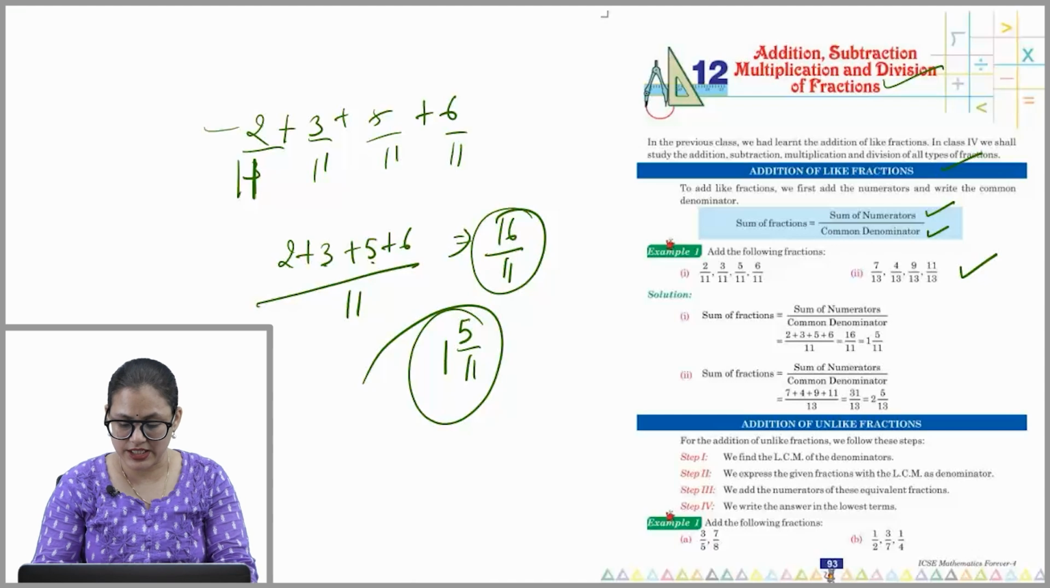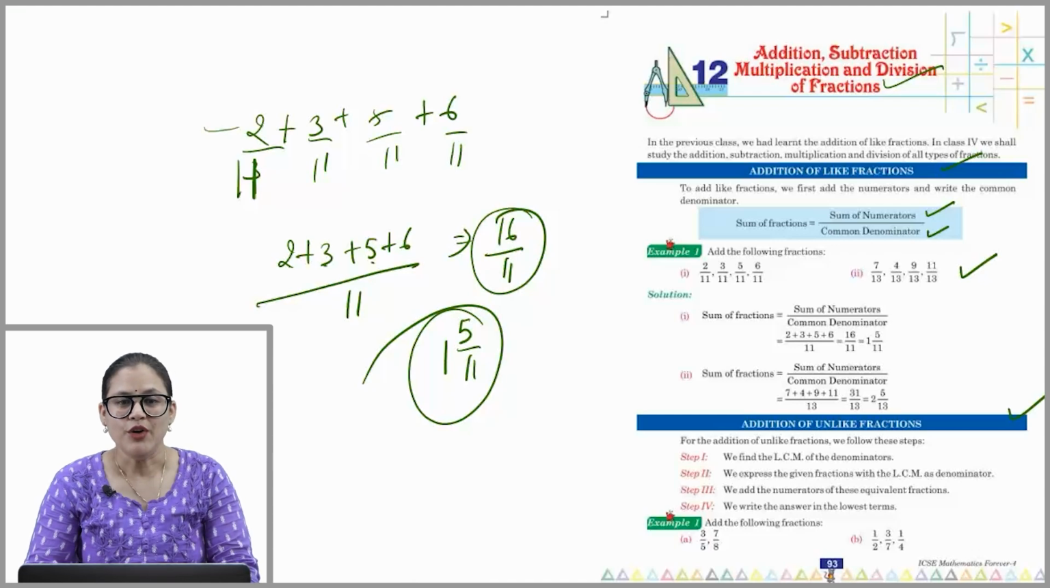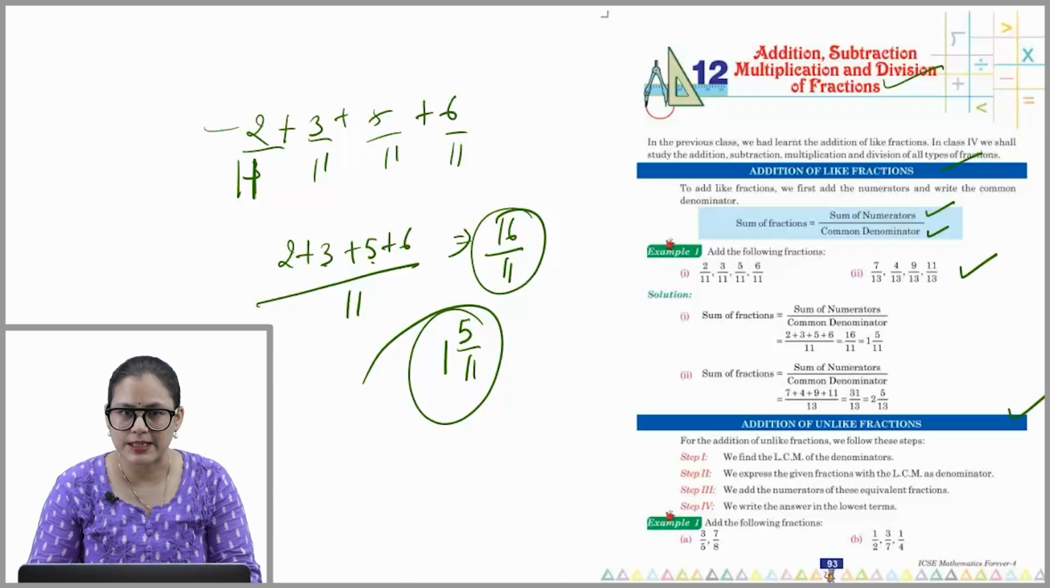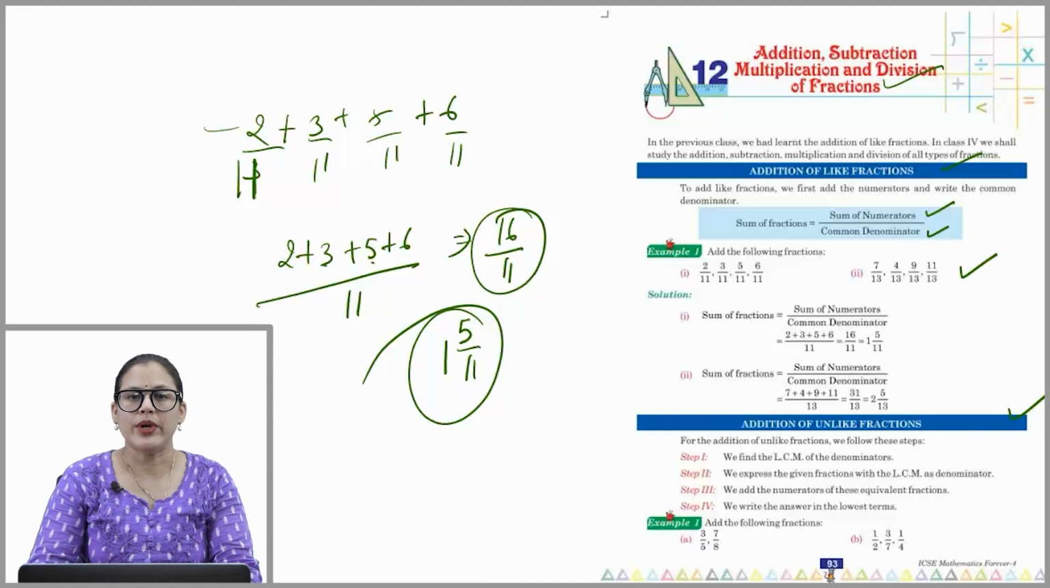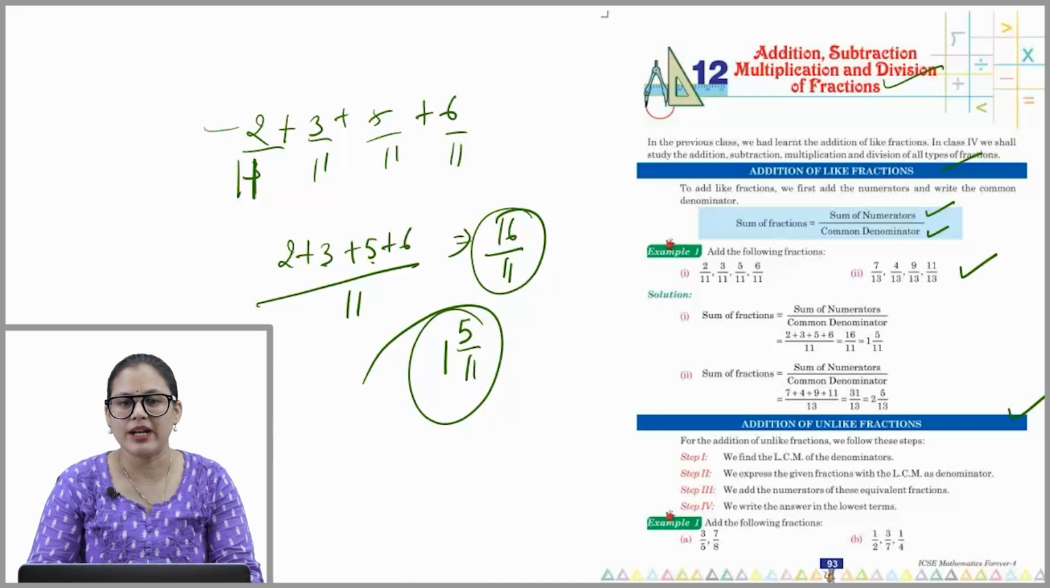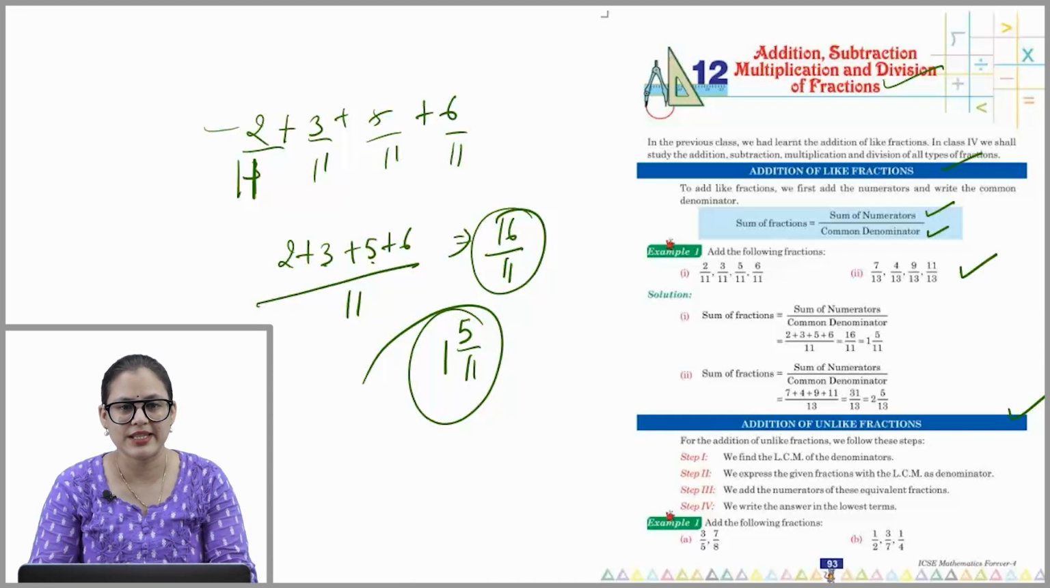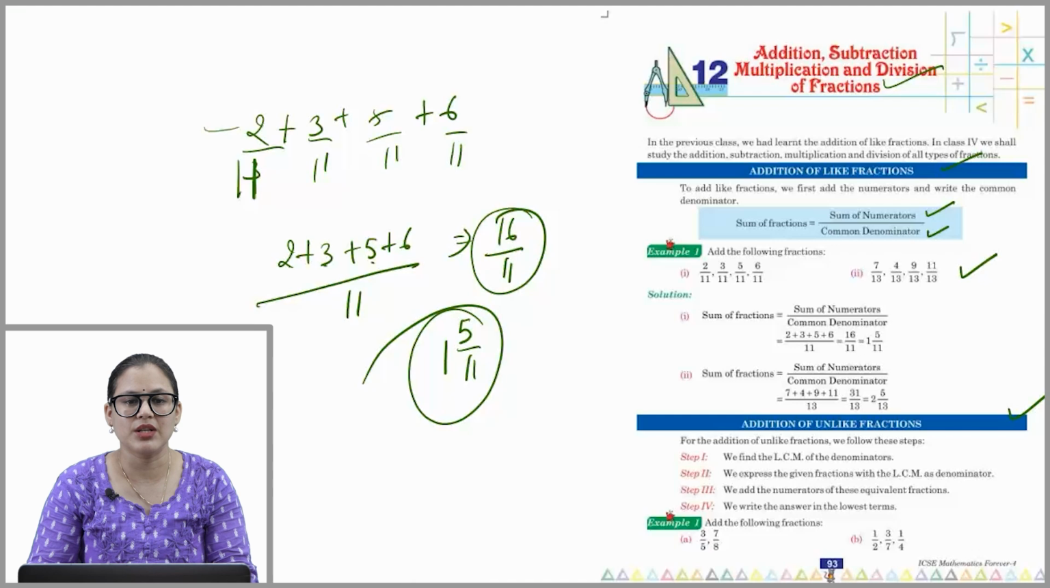Next, addition of unlike fractions. For the addition of unlike fractions, we follow these steps. Step 1, we find the LCM of the denominators. Step 2, we express the given fractions with the LCM as denominator. Step 3, we add the numerators of these equivalent fractions. And step 4, we write the answer in the lowest terms.